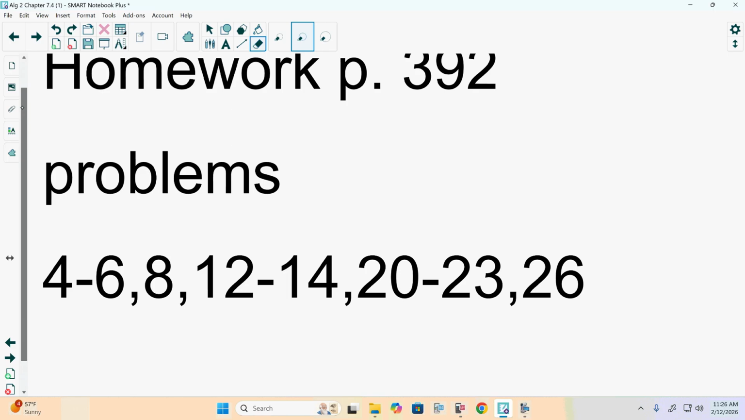Thank you. So those denominators are already the same. 8 is also that way. 12 through 14, find the least common multiple of the expression. That's all you're looking for. 20 through 23 is what we did today, and so is 26.